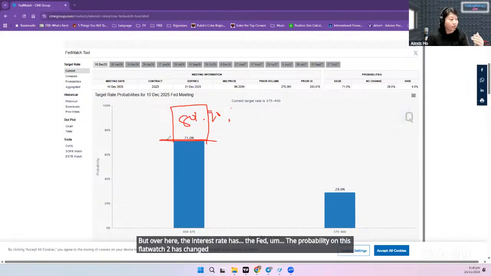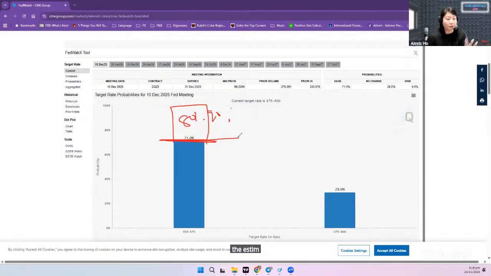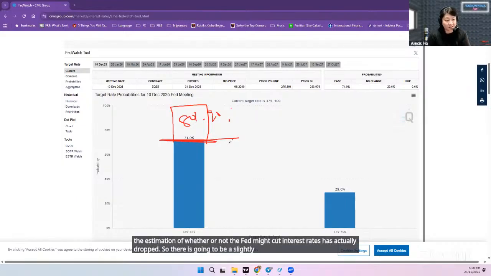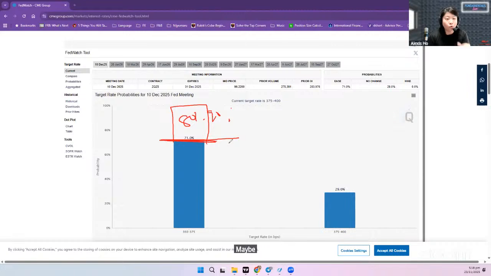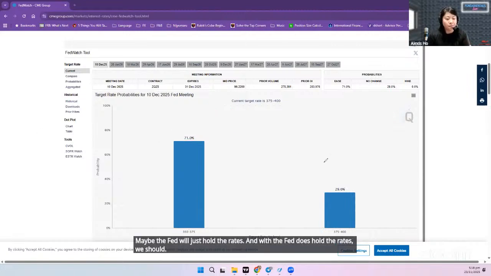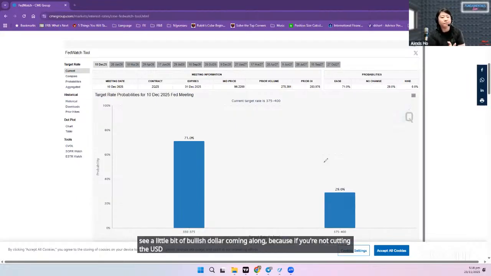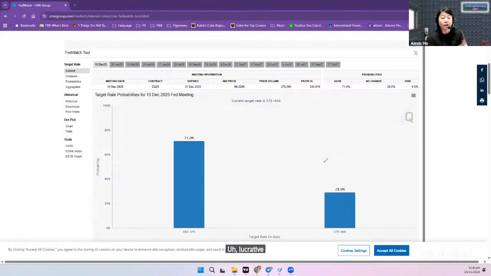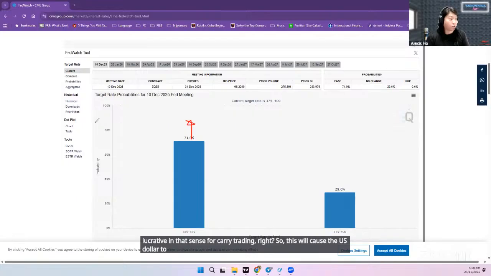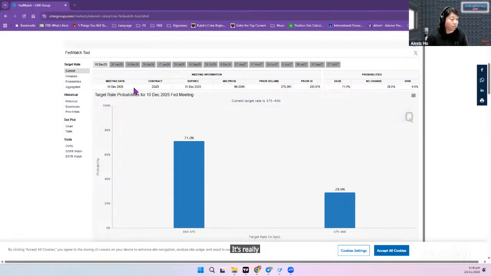In fact, the estimation of whether or not the Fed might cut interest rates has actually dropped. So there is going to be a slightly higher probability that in December, maybe the Fed will just hold the rates. And if the Fed does hold the rates, we should see a little bit of bullish dollar coming along, because if you're not cutting, then US dollar yields, bonds and treasuries will be a bit more lucrative for carry trading, right? So this will cause the US dollar to have a little bit of strength over here. So really curious on this.